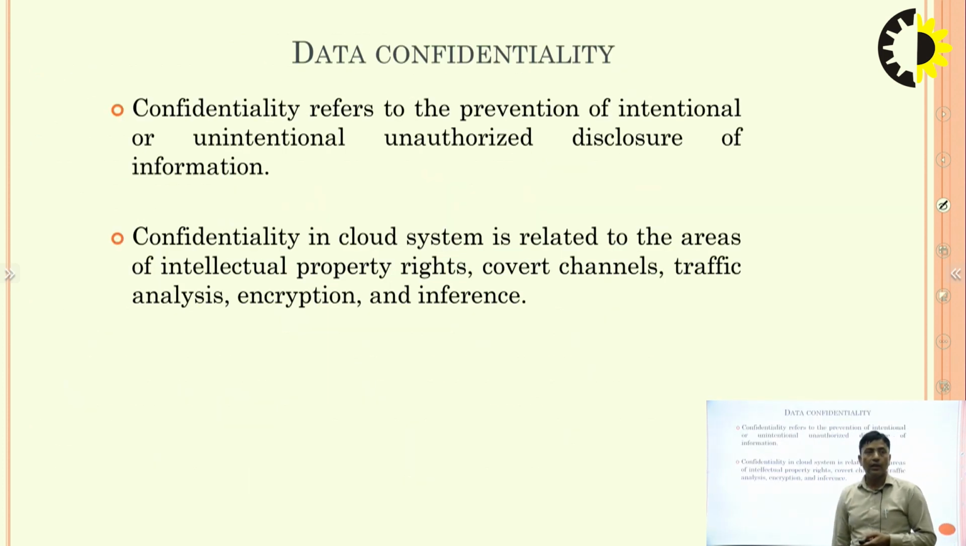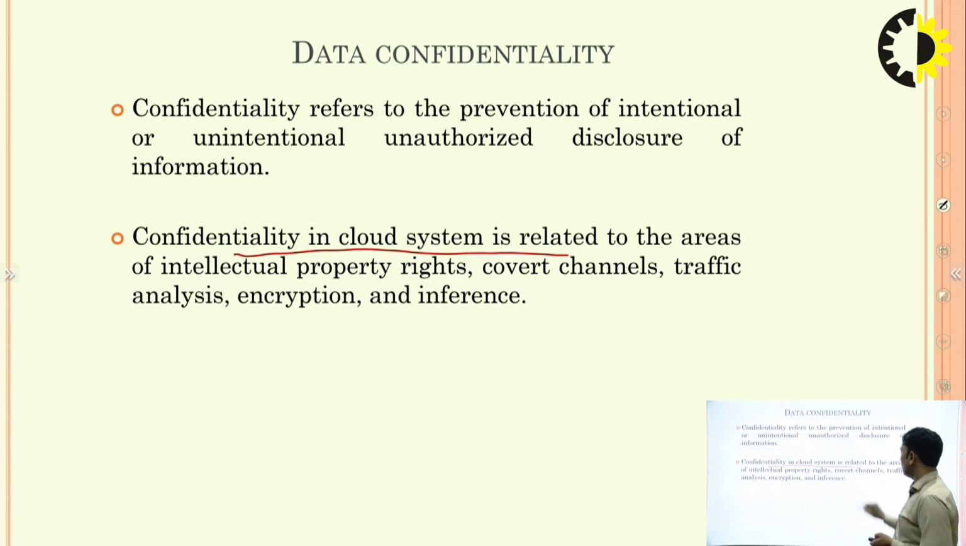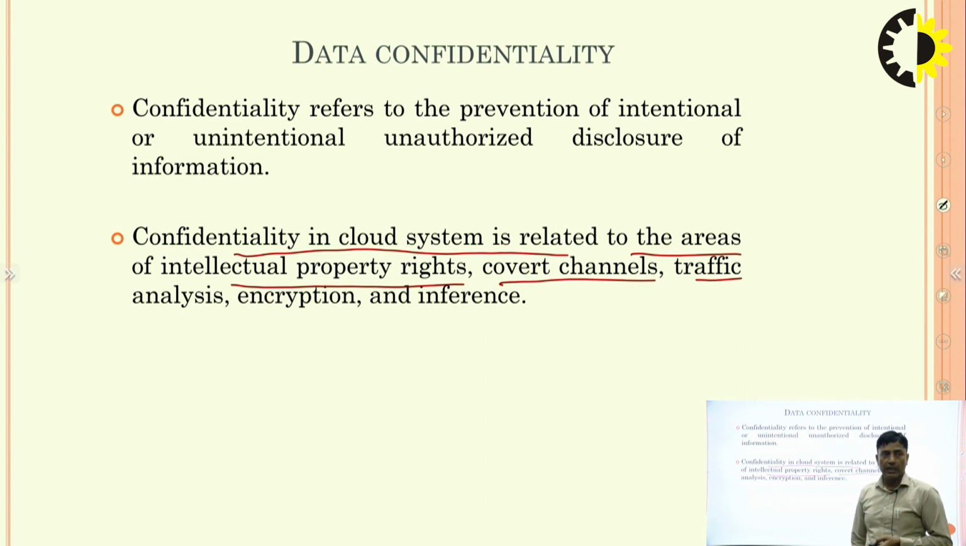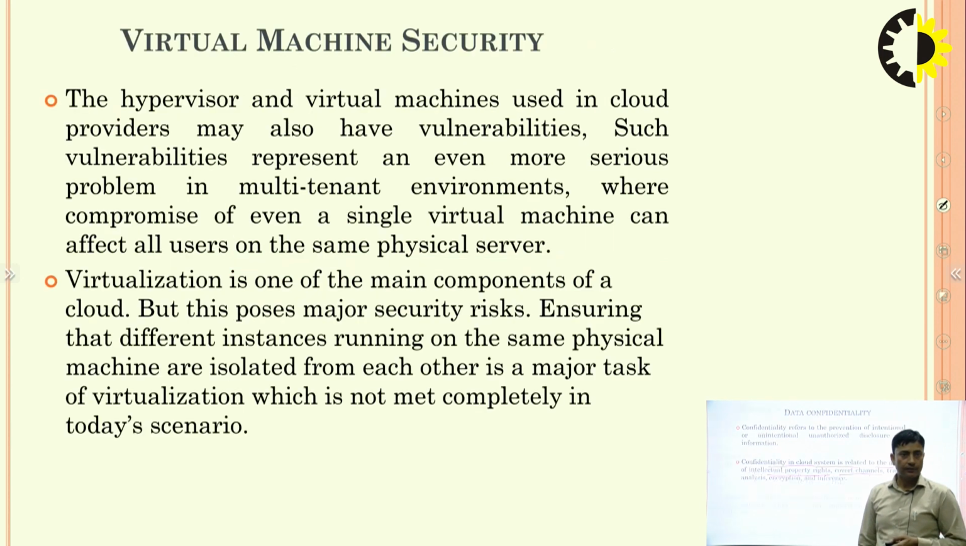Data confidentiality. Confidential data should be confidential, meaning the data should be accessed only by legitimate or genuine users. A fraudulent user cannot access the data. If you are ensuring this, that means you are ensuring the privacy of data, privacy of applications or computing resources, cloud resources. Confidentiality in a cloud system is related to the areas of intellectual property rights, covert channel, traffic analysis, encryption and inference.